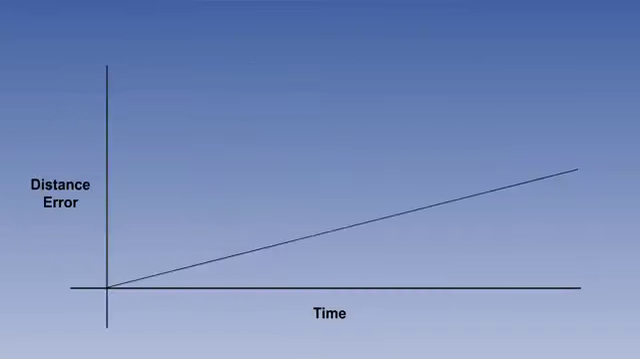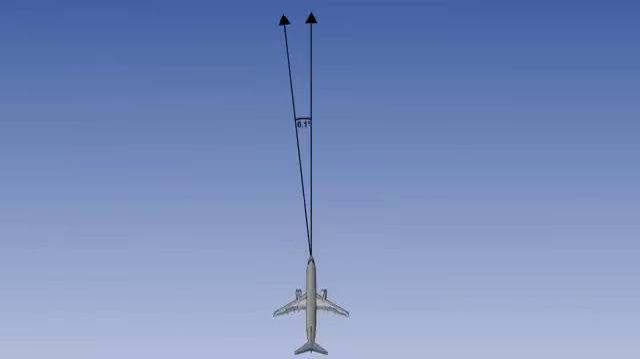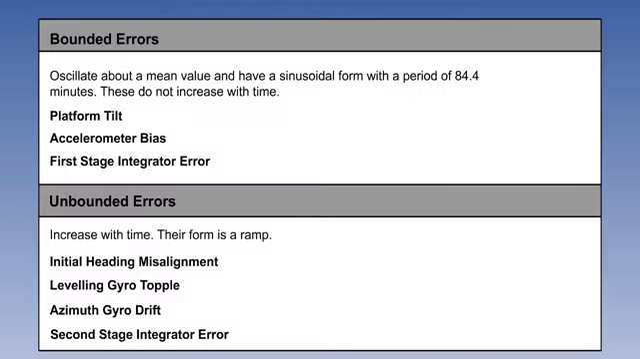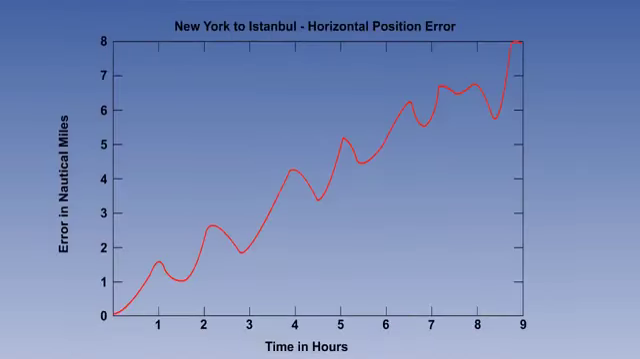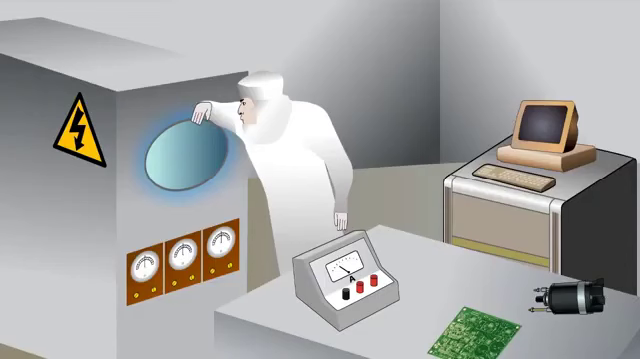We then said that there were other errors that don't fit this pattern, and that these are known as unbounded errors. This is the summary of errors, which you must remember. They give an error propagation pattern like this. On a standalone INS, these errors cannot be removed. They can be minimized by the use of more accurate components and expensive engineering techniques.